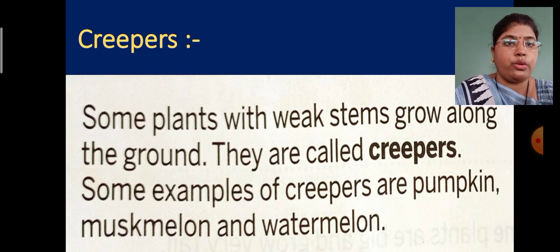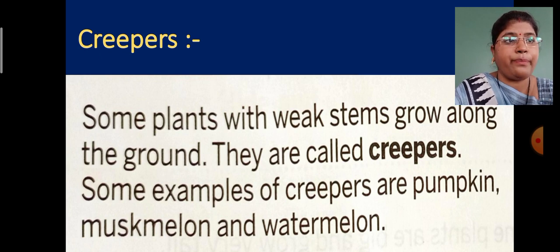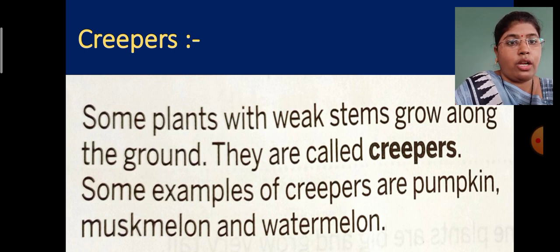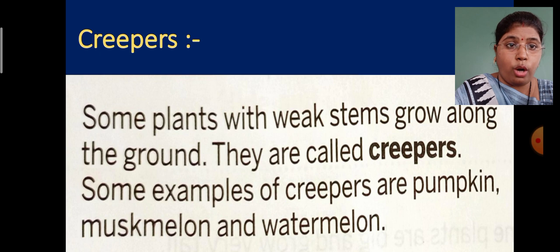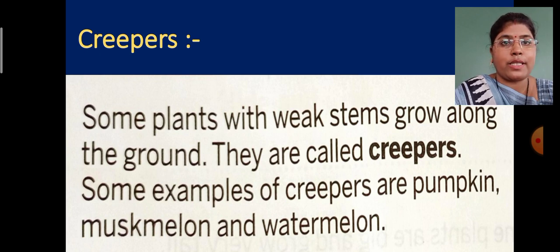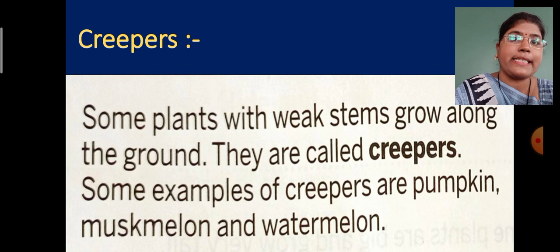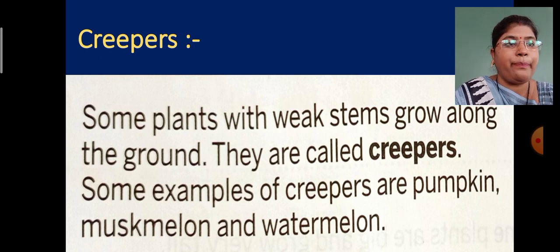See students, pumpkin, muskmelon and watermelon are heavy fruits. If the plant has a very thin, weak and soft stem, it is impossible to bear the weight of such a heavy fruit. So nature creates such an arrangement that they grow along the ground and spread there, and such plants are called creepers. I hope you understood it very well. This is the revision part actually.